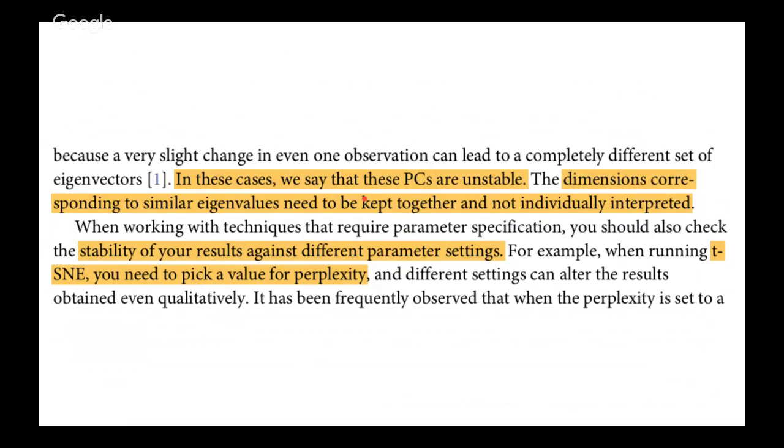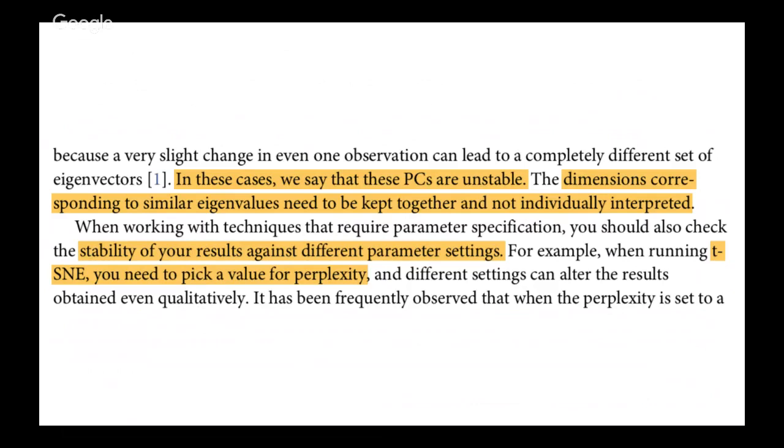When some of the scree plots flatten very quickly, you can say that these PCs are unstable, and the dimensions corresponding to similar eigenvalues need to be kept together and not individually interpreted. Sometimes people have the tendency to overinterpret PCs and say, oh, if PC1 is this and PC2 is that, then PC3 must be something else. Sometimes this is not relevant. It doesn't work that way.